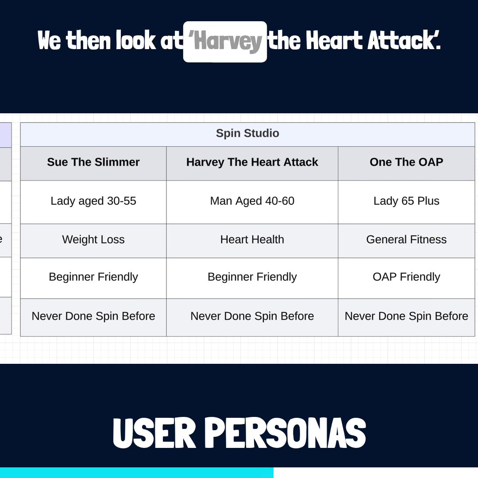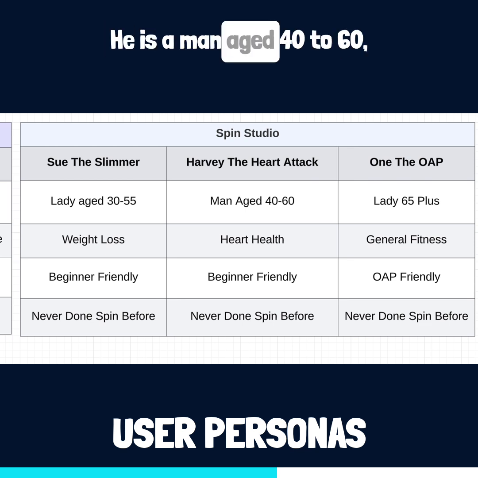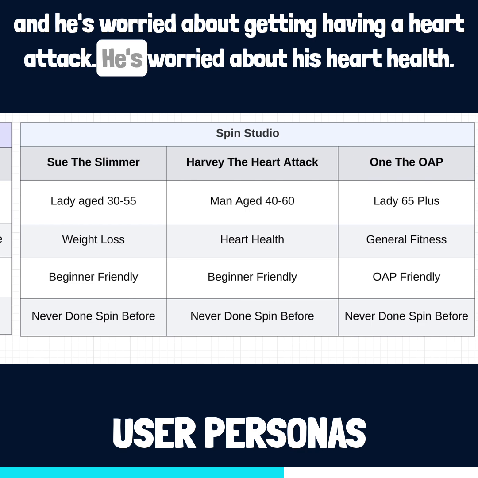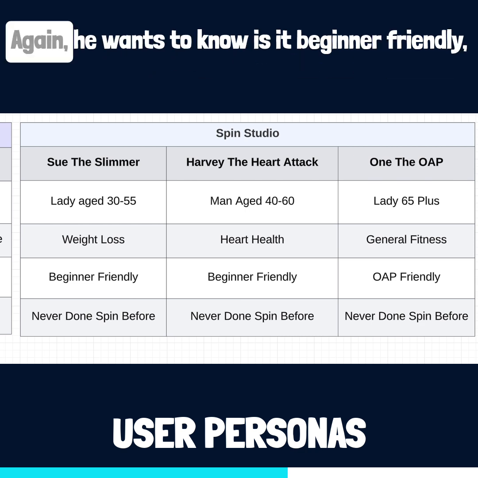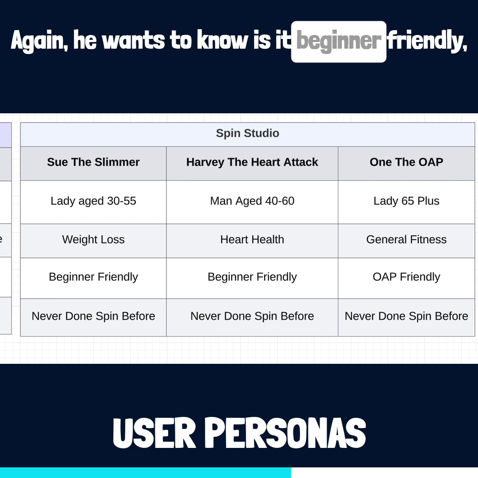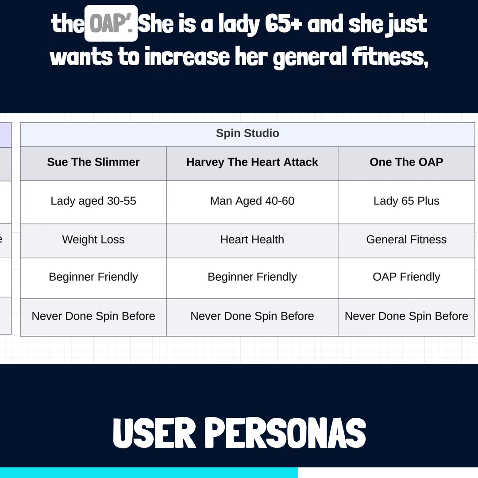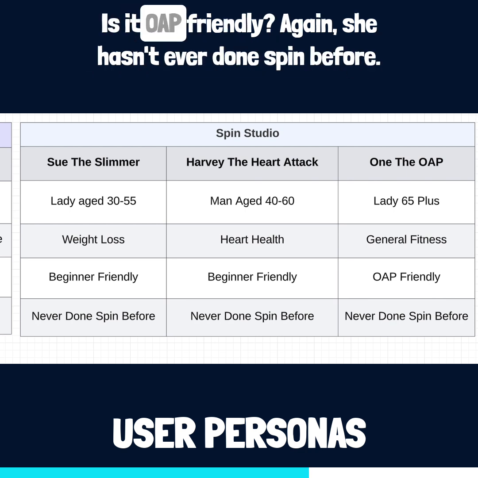We then look at Harvey the Heart Attack. He is a man aged 40 to 60, and he's worried about having a heart attack. He's worried about his heart health. Again, he wants to know, is it beginner friendly? And he's never done spin before. We then have Ona the OAP. She is a lady 65 plus, and she just wants to increase her general fitness. Is it OAP friendly? Again, she has never done spin before.